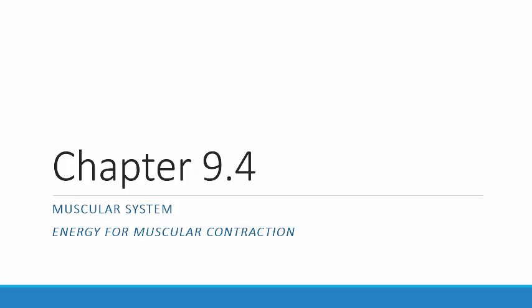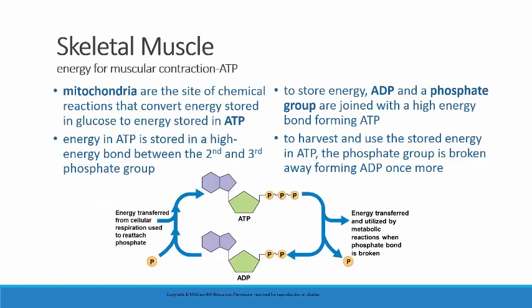In this lecture, our job is to make sense of where the energy comes from when a muscle is looking for ATP to use to contract. So let's first start by talking a little bit about ATP itself. Mitochondria are where ATP is produced, and ATP is made using the energy that's stored in glucose.